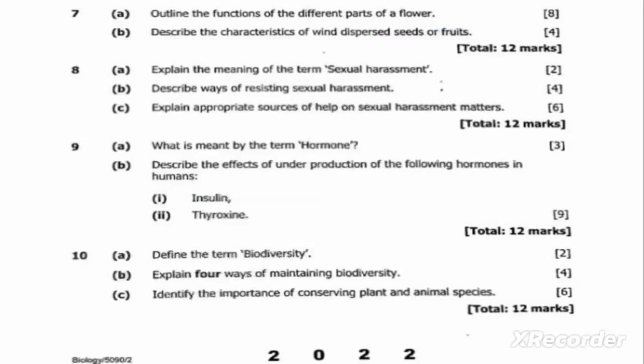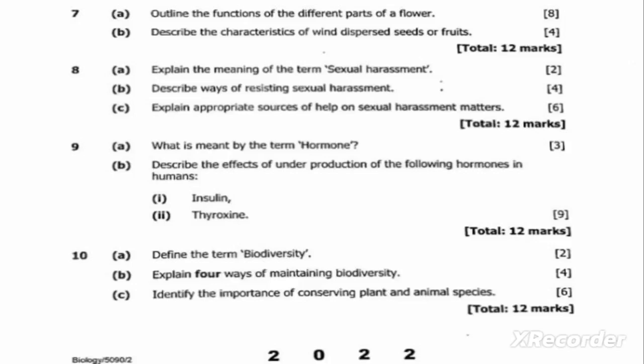Question 9b. Describe the effect of underproduction of the following hormones in humans. A, insulin, B, thyroxine. The question is carrying 9 marks, so each one of the hormones given here is carrying 4.5 marks. Let us start with insulin.